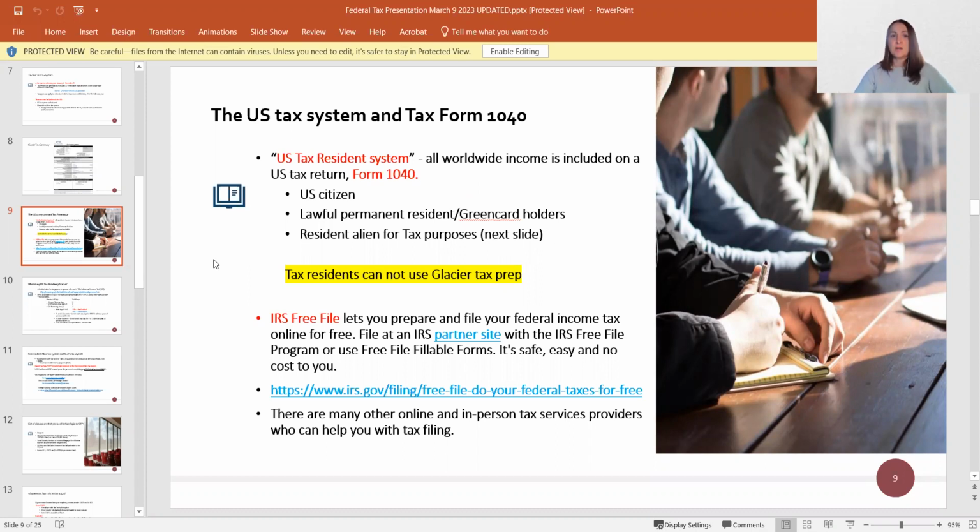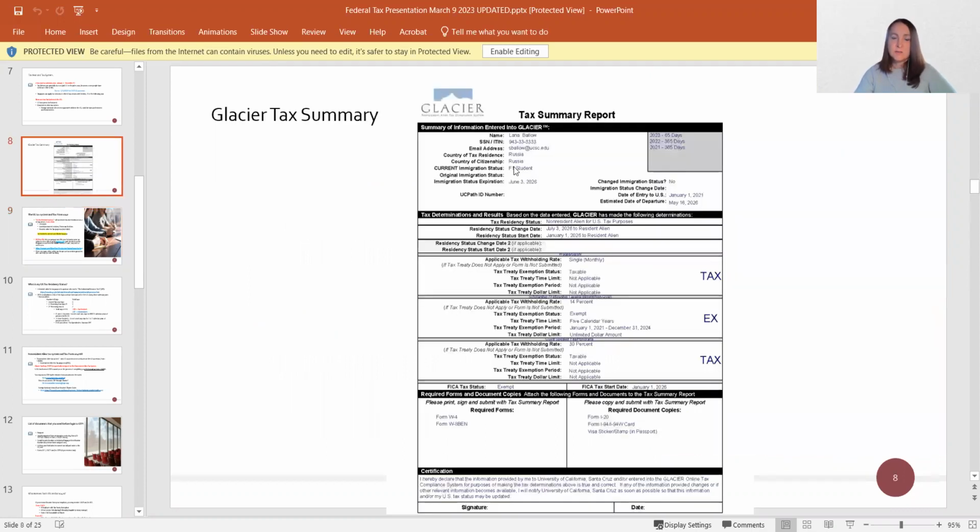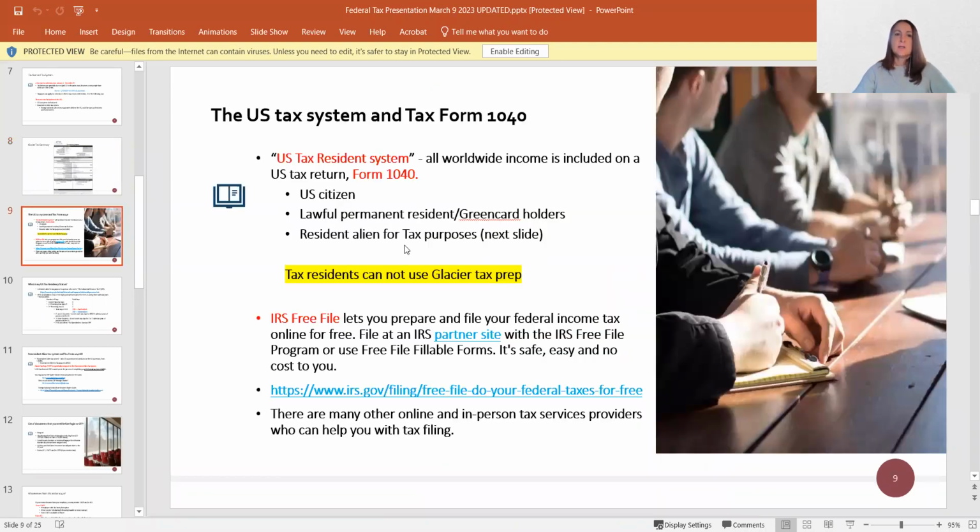And that's what I just showed you on this summary, where we determine your residency status, non-resident versus resident. Tax residents cannot use Glacier Tax Prep. Glacier Tax Prep is designed specifically for the much more complex non-resident tax filing system.